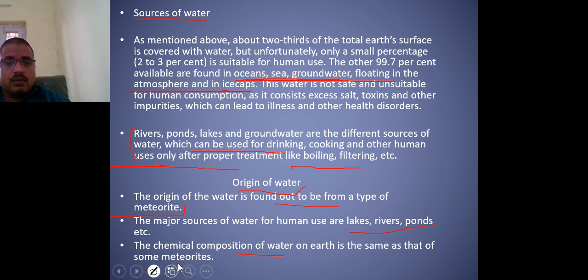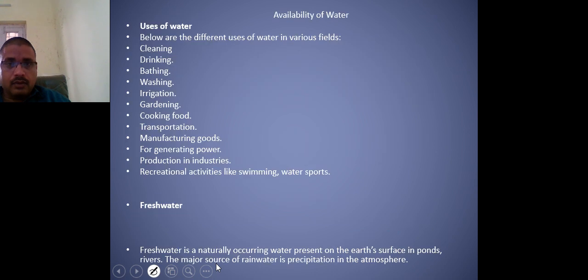Now, the availability of water, where it is available, is the same as before, and the uses of water. We use it for cleaning, drinking, bathing, washing, irrigation, grinding, cooking food, transportation, manufacturing, generating power, production in industries, and recreational activities like swimming and water sports. These are some areas where water is used.